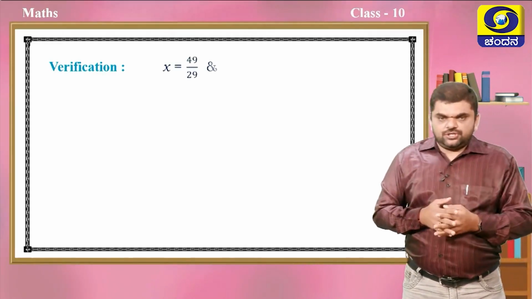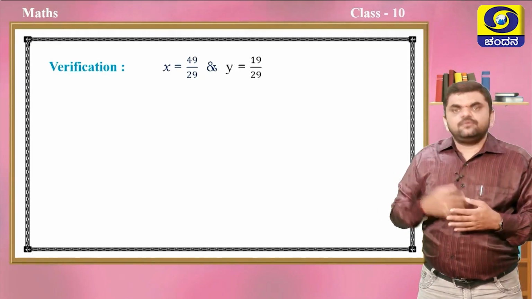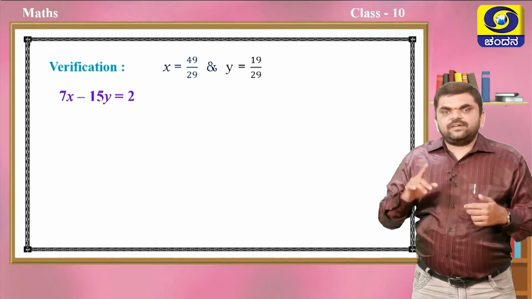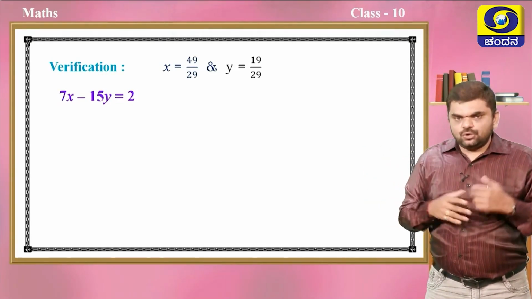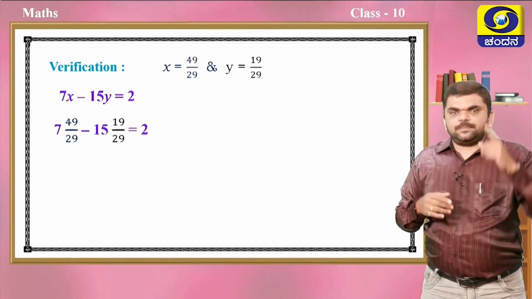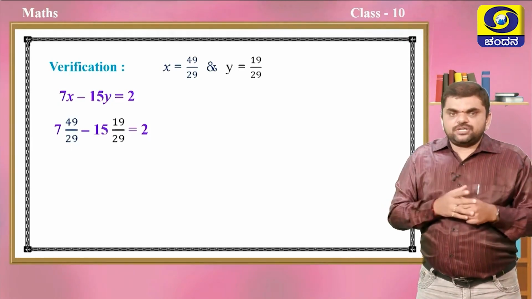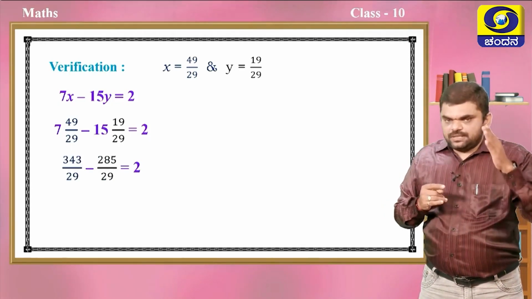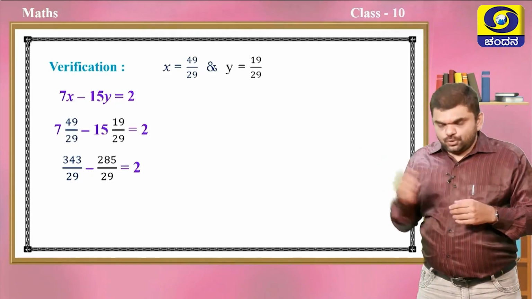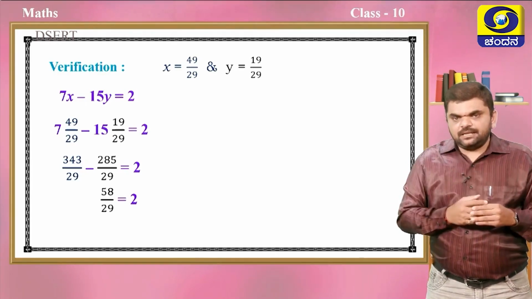Let's do verification. How to do verification? x is equal to 49 by 29, y is equal to 19 by 29. We have one equation, that is 7x minus 15y is equal to 2. In the place of x, we will put 49 by 29, and in the place of y, we will put 19 by 29. On simplification, we get 343 by 29 minus 285 by 29 is equal to 2. So, on simplification, it is 58 by 29, that is equal to 2.